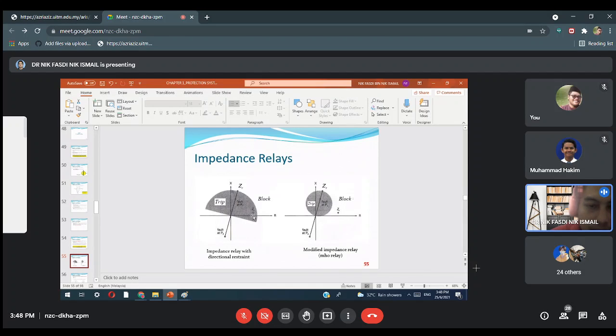So where is the trip region? Without the directional relay, it will trip as long as the Z is located within the ZR. But when you put in the directional relay, it will have this curve, and the circle becomes a half circle. Why? It shows that the combination of this relay only operates in the forward direction.